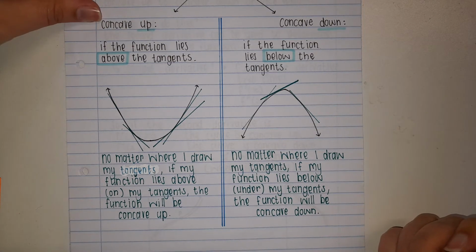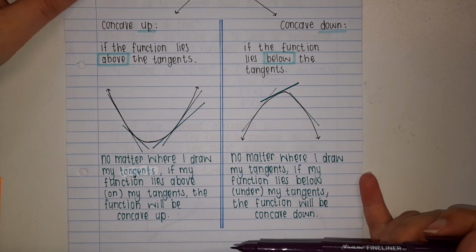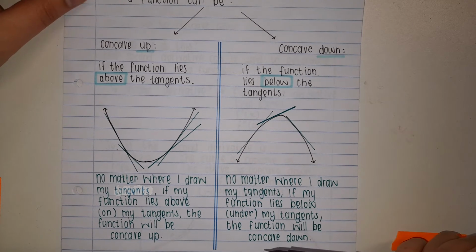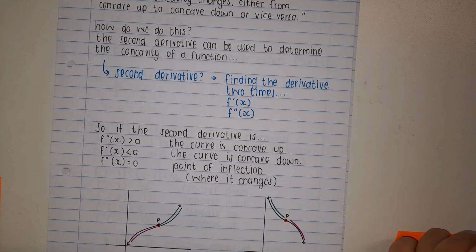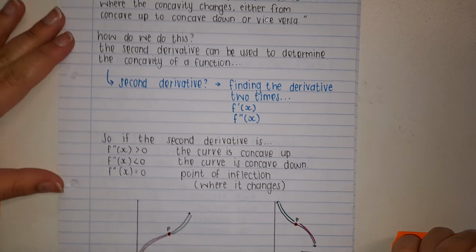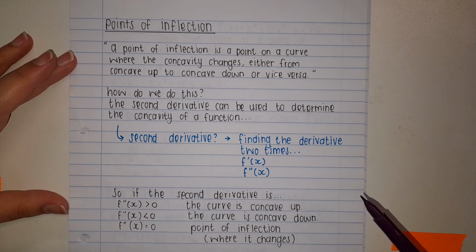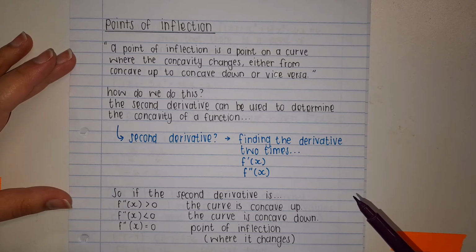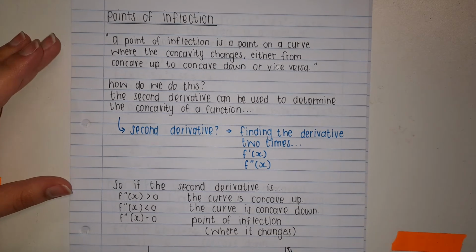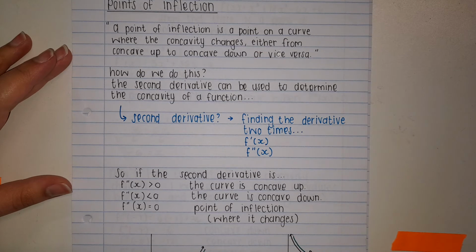So with this being said, sometimes our concavity can change. And this is where we get to our points of inflection. A point of inflection is a point on a curve where the concavity changes, either from concave up to concave down or vice versa. Now, how can we find this? The second derivative can be used to determine the concavity of a function.